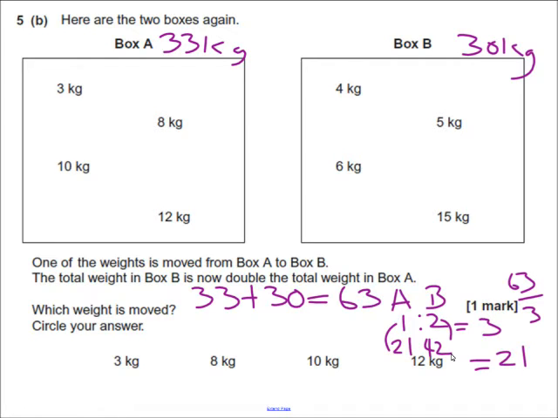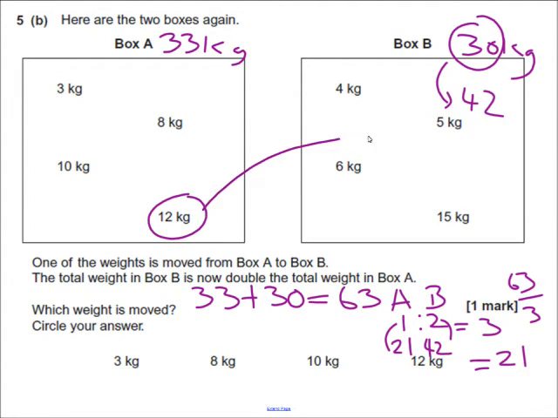So at the moment, box B weighs 30 and I need to get it to 42. So the weight that I need to move from box A to box B is 12 kilograms. So on your answer sheet, circle the 12 kilograms.